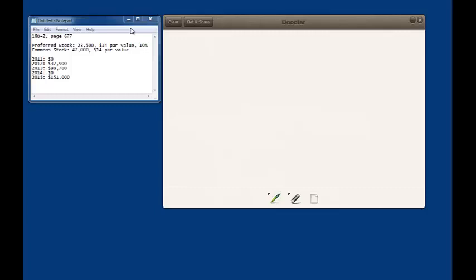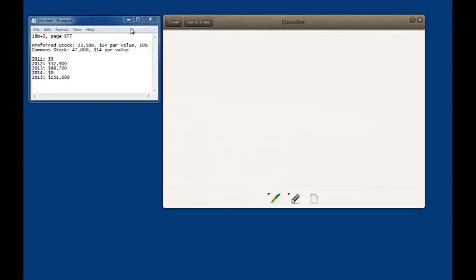So let's do a problem from the textbook. I'd like to do problem 18B-2 on page 677. It says, Dixon Corporation has 23,500 shares outstanding of $14 par value, 10% preferred stock, and 47,000 shares outstanding of $14 par value common stock.